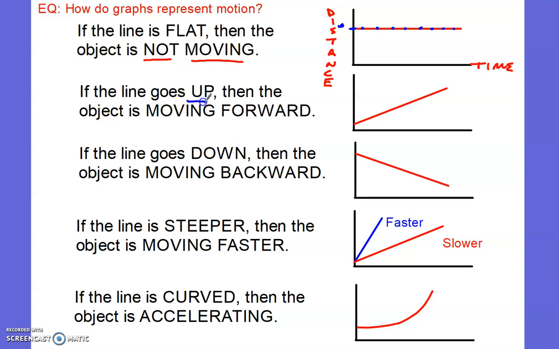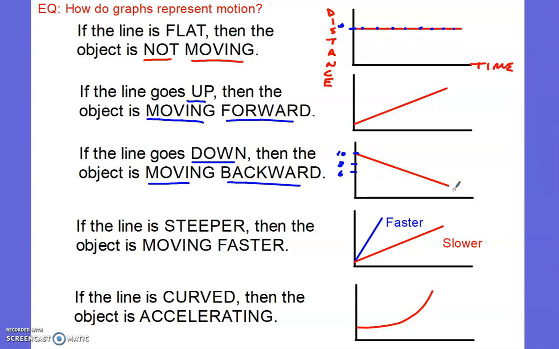If the line is going up, that means forward motion. So here we have a pictorial representation of that. We have the line going up, and so this object would be moving forward, like a car moving forward. If the car is moving in reverse, or moving backwards, then the line is going down. What this represents is that the numbers are getting smaller. So maybe I started at a distance of 10, then I go to a distance of 8, then a distance of 6, and so forth. I'm always getting smaller numbers, so I'm going backwards.